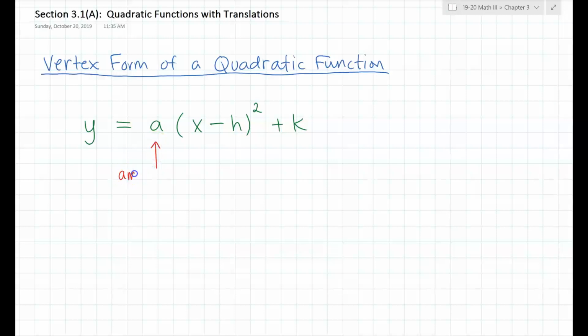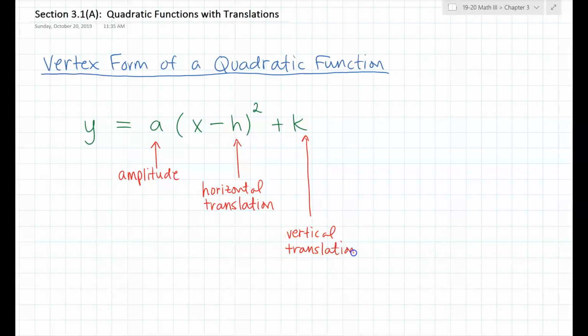Our a is still considered our amplitude. Our h is still considered our horizontal translation, and it still behaves the same way. If it says minus, you go right. If it says plus, you go left. And then the k is our vertical translation. So it's still going to do the same thing that we've done before. It's just going to help us tell what it's doing when we're going left and right, up and down. The numbers will give us a big hint on that.